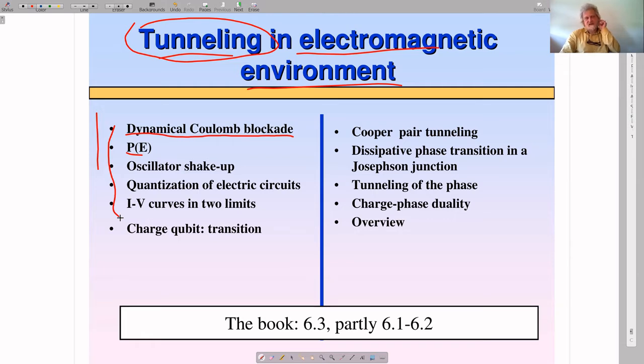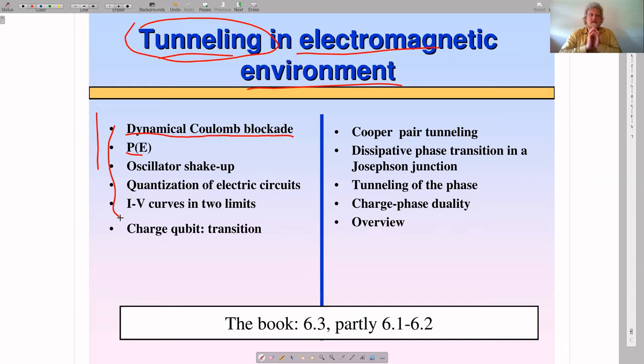And actually we can quantize electric circuits, and we will be able to associate the coupling of the electron with the environment supplied by the electric circuit. We can characterize this coupling in terms of the impedance of the environment. Then we apply these concepts to a couple of different setups.